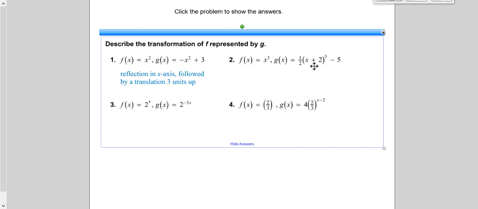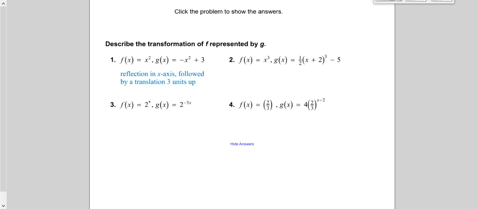We have a plus 2 in the house. Remember, x's are tricky. X's always lie to you. Plus 2, we'd like it to go forward, but it's not. It's going to go backwards. So which way is that? That's to the left. Good.